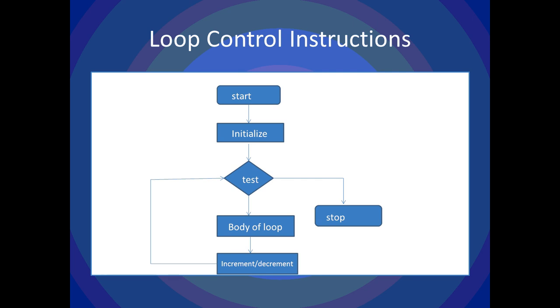Let's have a flow chart of loop control instructions. In the beginning, we take from start, initial value, test condition, true or false, then body of the loop, increment, stop.